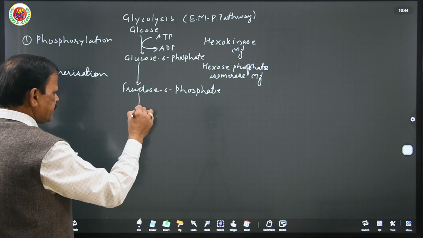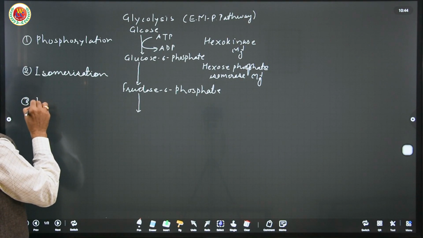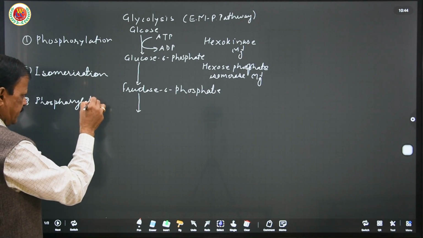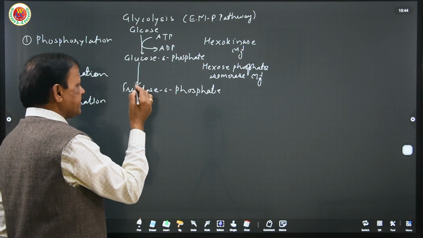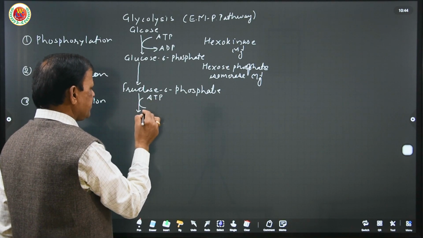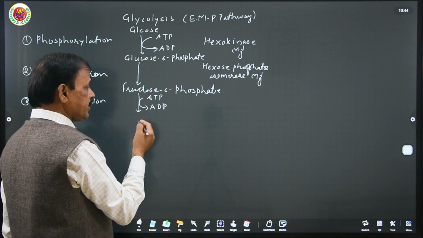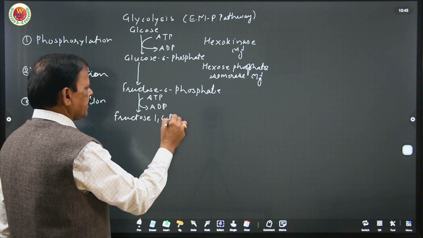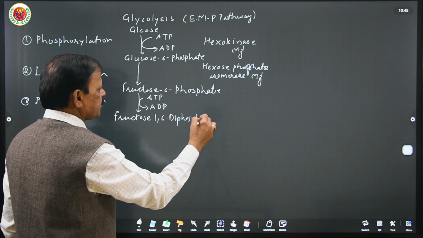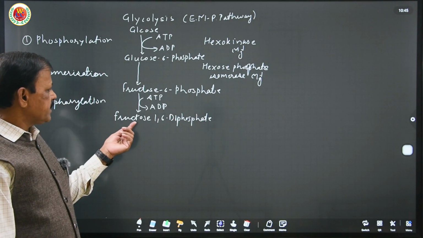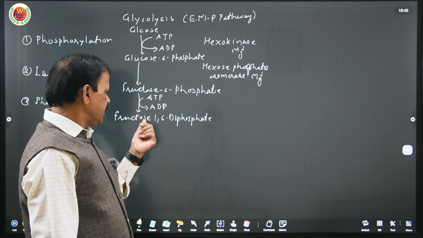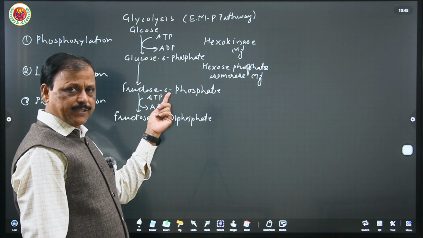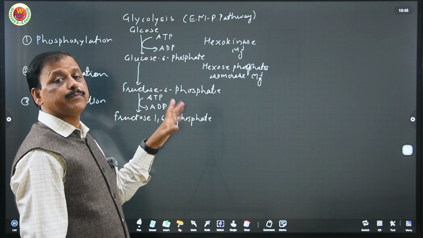Now this fructose 6-phosphate again undergoes phosphorylation, the second phosphorylation, as the first one occurred earlier and the second one here. Again phosphate from adenosine triphosphate is released, ATP converts into ADP, and forms fructose 1,6-diphosphate. Here you can see that another phosphate is released from ATP and combines with the first carbon of the fructose. Already it had one phosphate on carbon 6, therefore it becomes 1,6-diphosphate or bisphosphate.